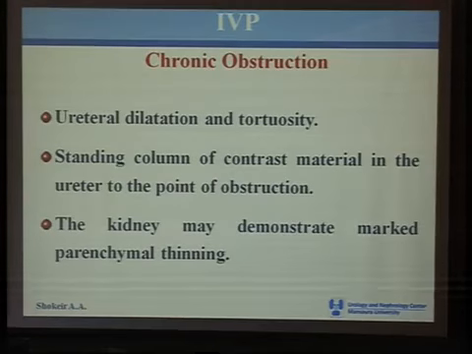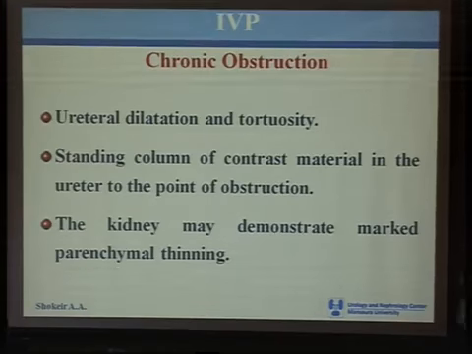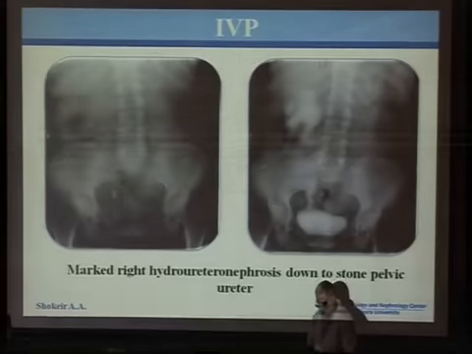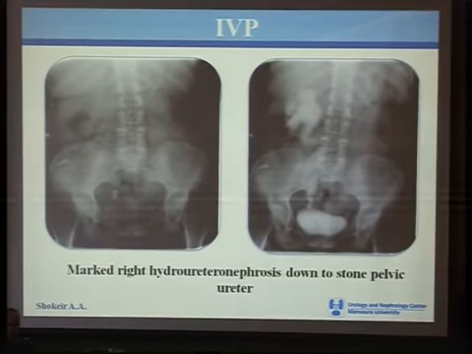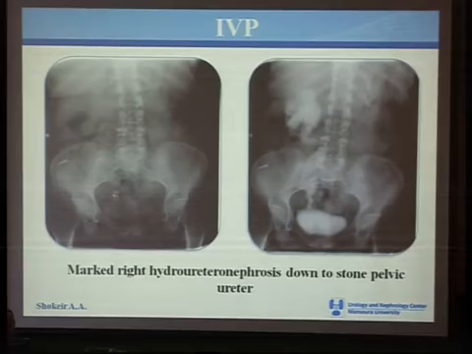For chronic obstruction on IVP, you may have dilatation of the ureter proximal to the site of obstruction, and there may be marked thinning of the renal parenchyma. This is an example of marked hydroureteronephrosis on the right side due to presence of a stone in the pelvic part of the right ureter.